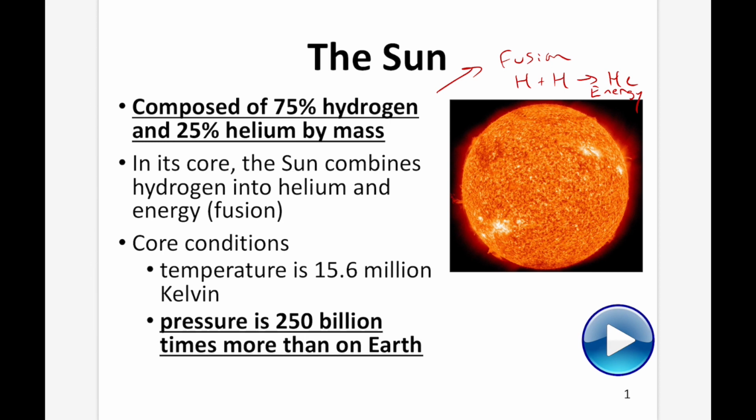Now, to allow this reaction to occur, we need to have certain core conditions. We need to have a really high temperature. The temperature of the core of the Sun is 15.6 million Kelvin. We also need a very high pressure. The pressure inside the center of the Sun is 250 billion times more than on Earth. It's that pressure and temperature that allows fusion to occur inside the Sun.